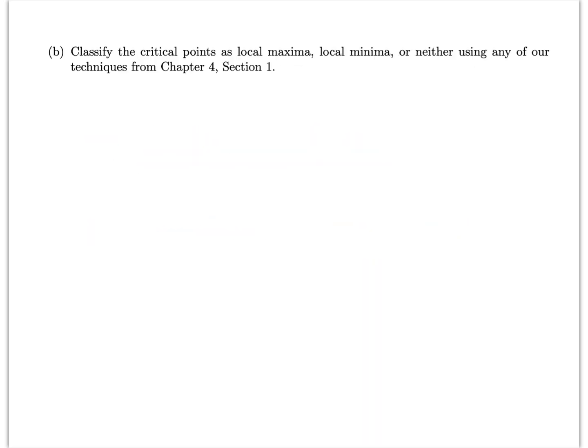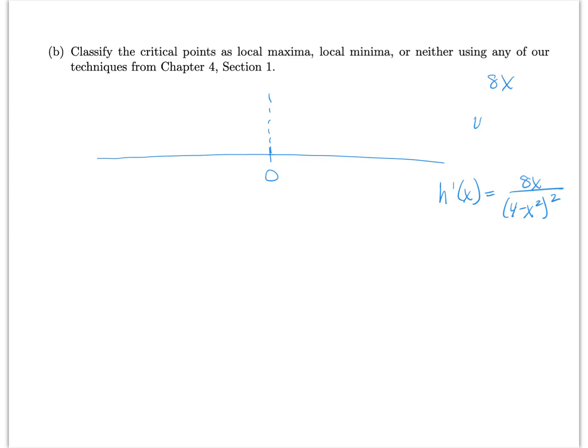Next, I want to classify the one critical point I found. I want to classify it as a local max, a local min, or neither. So I'm going to make a sign chart, put the critical point of 0 on it, and then look at the derivative h prime of x, which was 8x over (4 minus x squared) squared. Okay, so h is a quotient. I'm going to look at the numerator and the denominator separately. So let's look at 8x and then (4 minus x squared) squared.